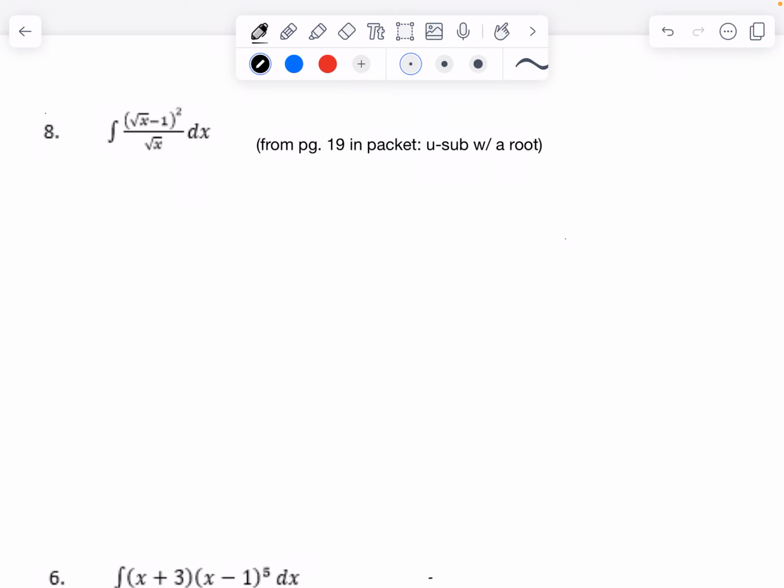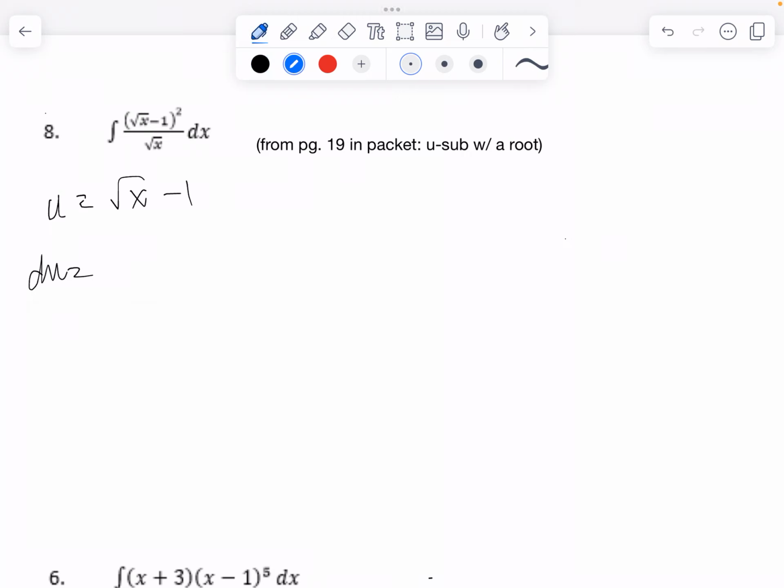A u substitution with a root. The reason I put this one there is just a hint at that idea of how to do a u substitution with a root. u equals root x minus 1. du is equal to something. And I'm doing u equals root x minus 1 because that's the composite function, the function within the function, and its derivative is also within the function, but that might be a little bit harder for people to see.